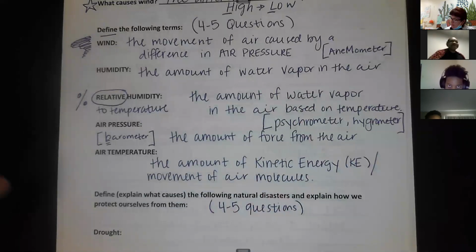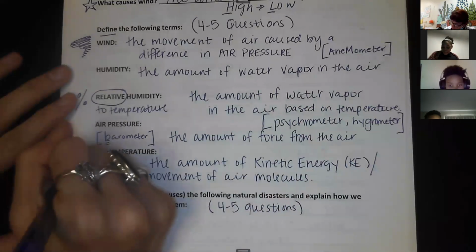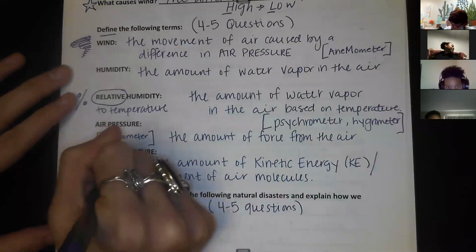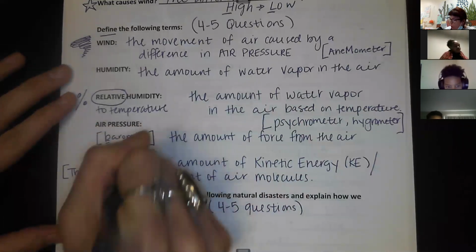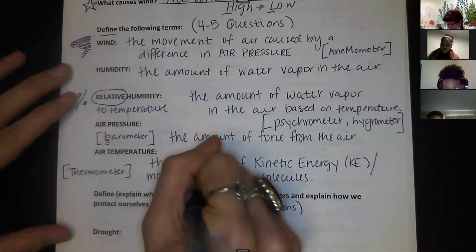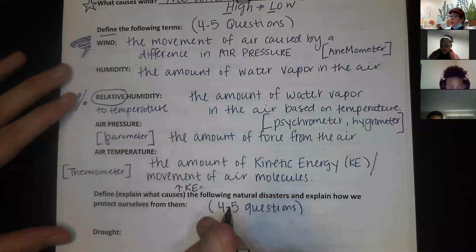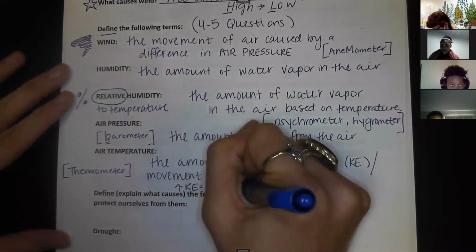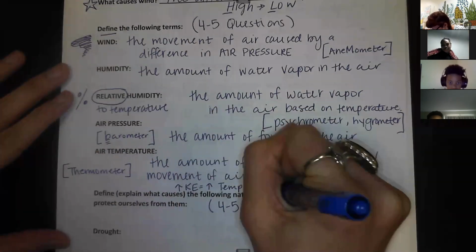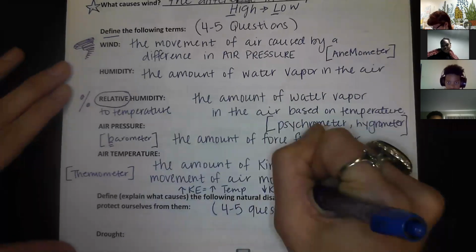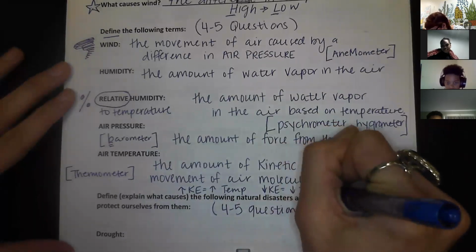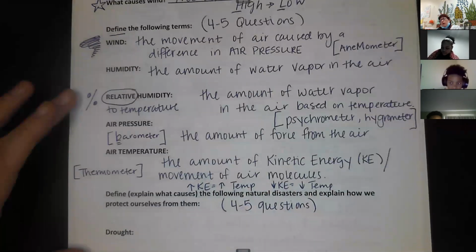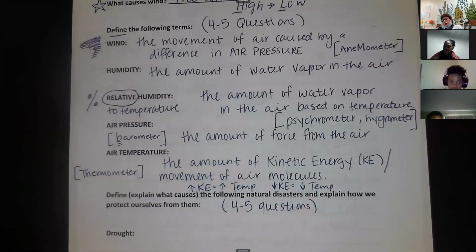Measured with a thermometer. Therm means hot, right? If there's more kinetic energy, what happens to the temperature? It goes up. Very good. Think about when we were rubbing our hands together. Less kinetic energy, it goes down. Like when you're frozen and you're not moving at all. Very good.